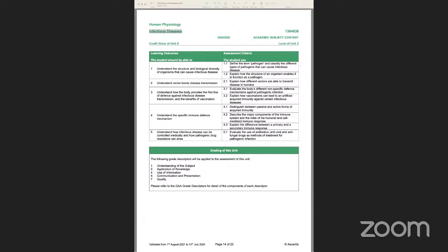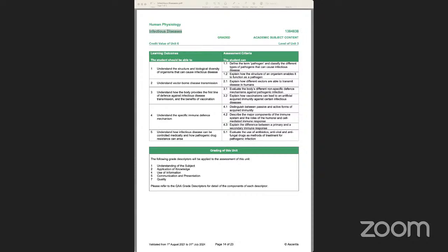Okay, let's start. What we are looking at today is starting a new unit, which is after the completion of the previous history of medicine. We are starting the unit on infectious diseases.